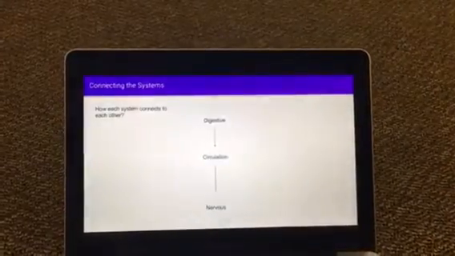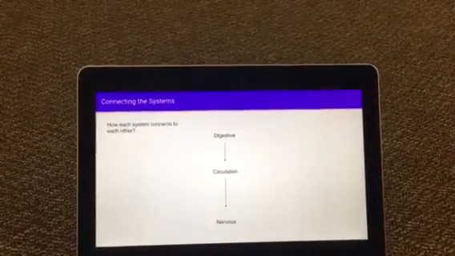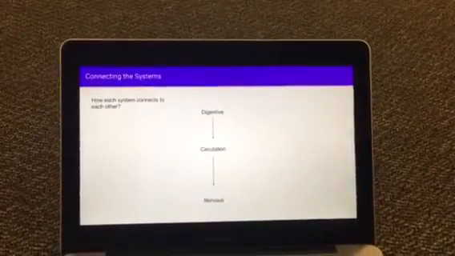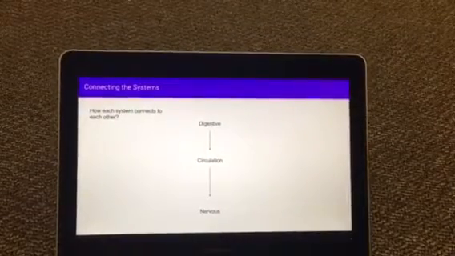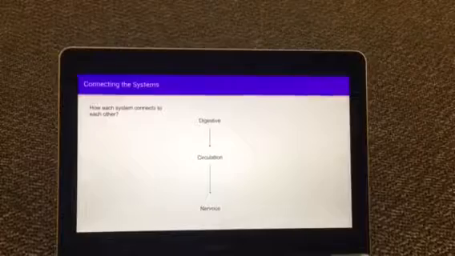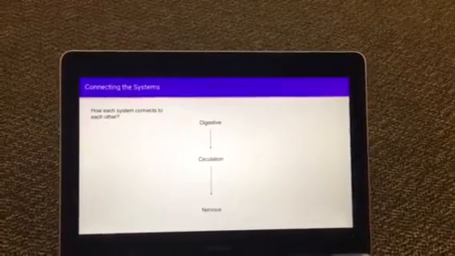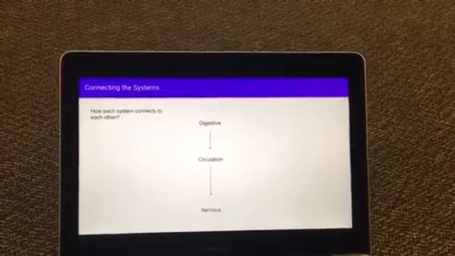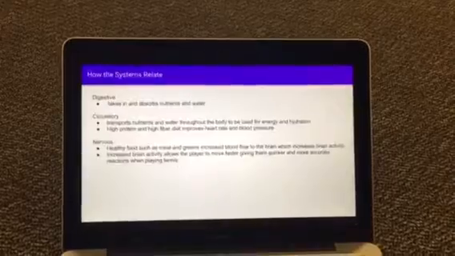So connecting the systems, while the entire body must work together, we only focused on how each separate one should be incorporated into your application. So we felt that each of the systems we've discussed kind of branches off into another. So we're going to be connecting how the digestive, circulatory system, and the nervous system all tie into each other.